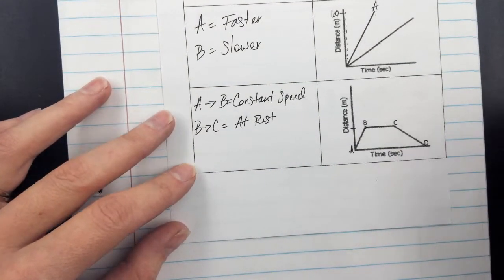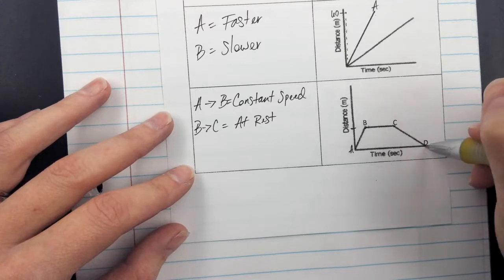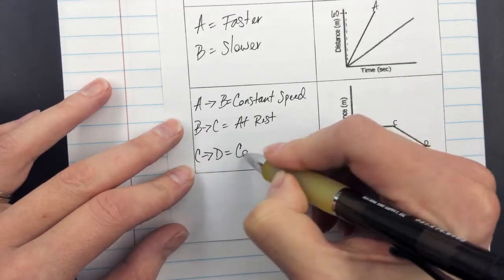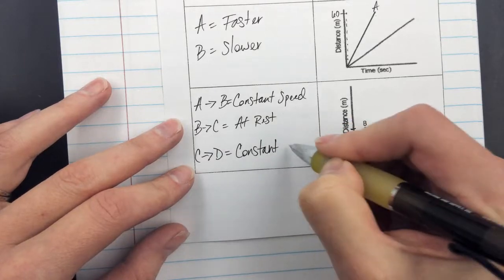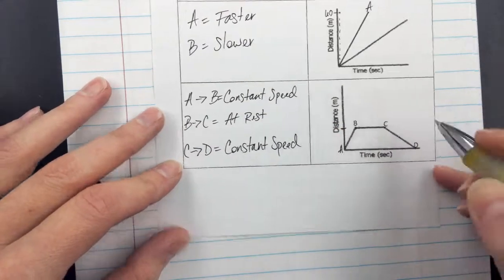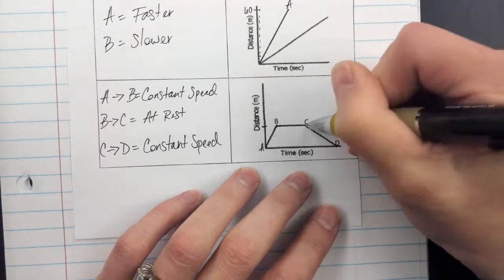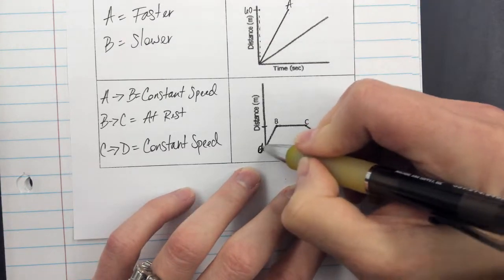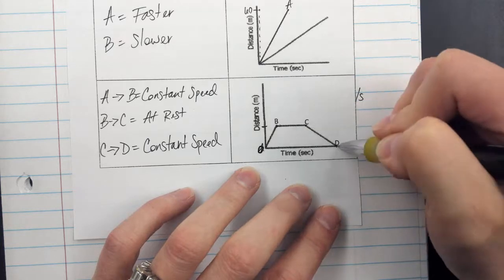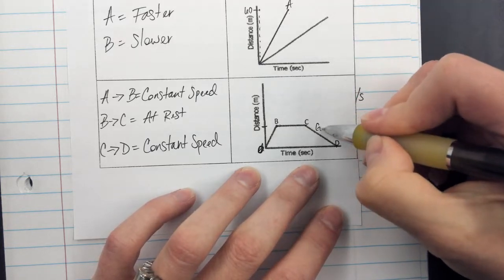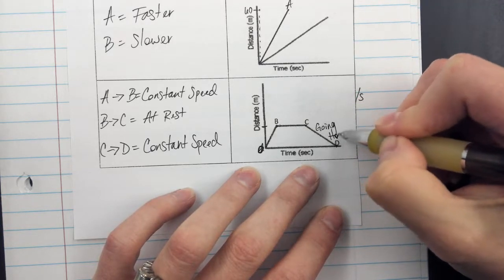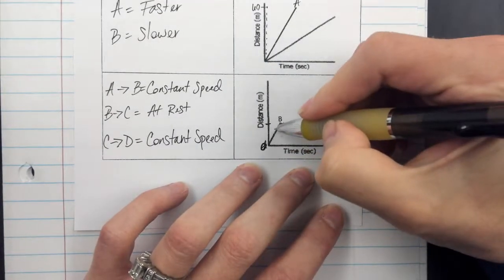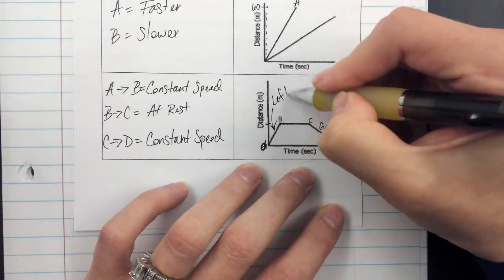C to D, it's a straight line, so it's constant speed. But I went back to 0. So C to D is going home or returning home. This one right here, I left home.